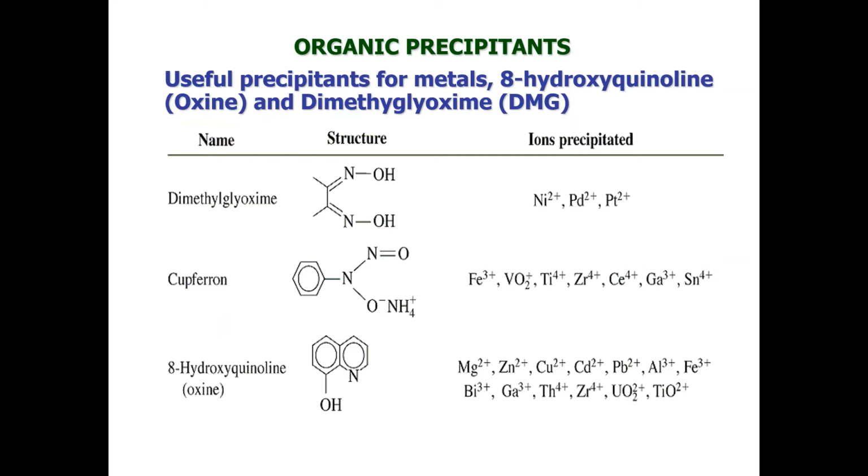precipitant, in which if there are a number of analytes, it will only bind with nickel, palladium and platinum only. Would it react with copper? No. With zinc? No. With magnesium? No. It will only react with nickel, palladium and platinum, even in the presence of a lot of other ions. So this is what we call a very selective precipitant. Whereas oxine or hydroxyquinoline is what we term a general precipitant, where it can precipitate with a lot of ions. So these are the differences between the types of organic precipitants.